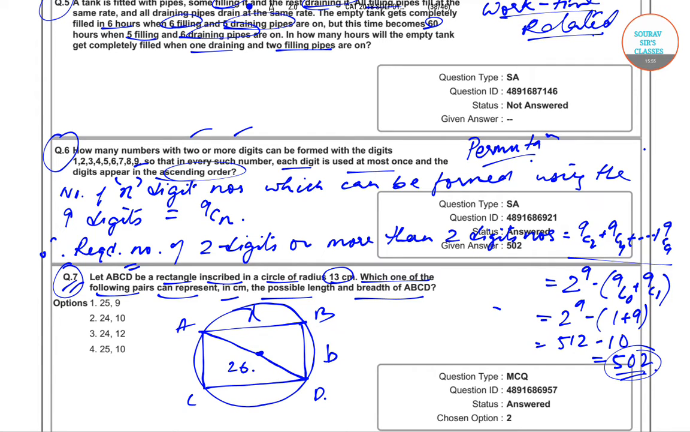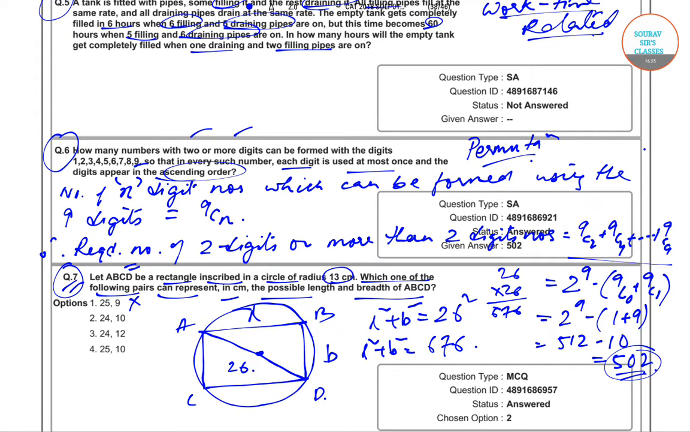So if we apply the Pythagoras theorem, then we have L square plus B square equal to 26 square. Now what is the value of 26 square? 26 into 26 is basically 676. So L square plus B square is equal to 676. Now let us come back to the options. 25 into 25 is 625, plus 81. So 625 plus 81 is not equal to 676. So that is cancelled out.